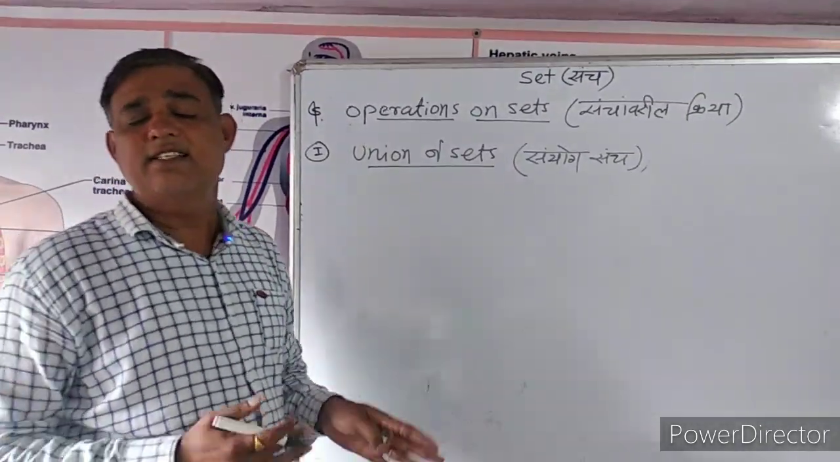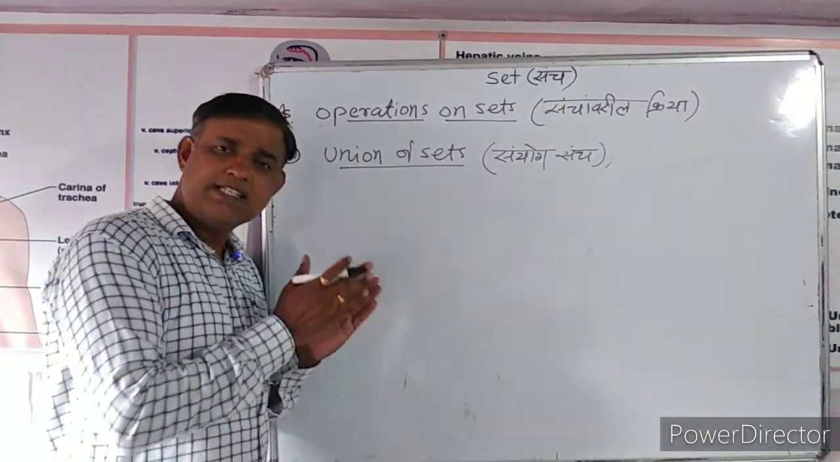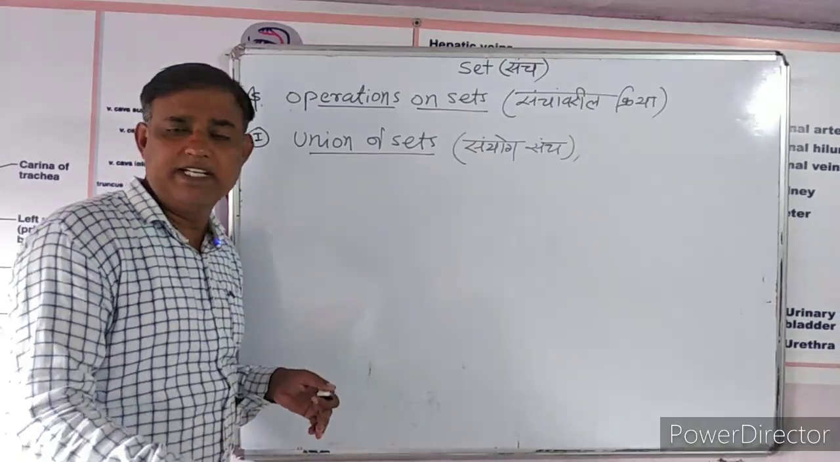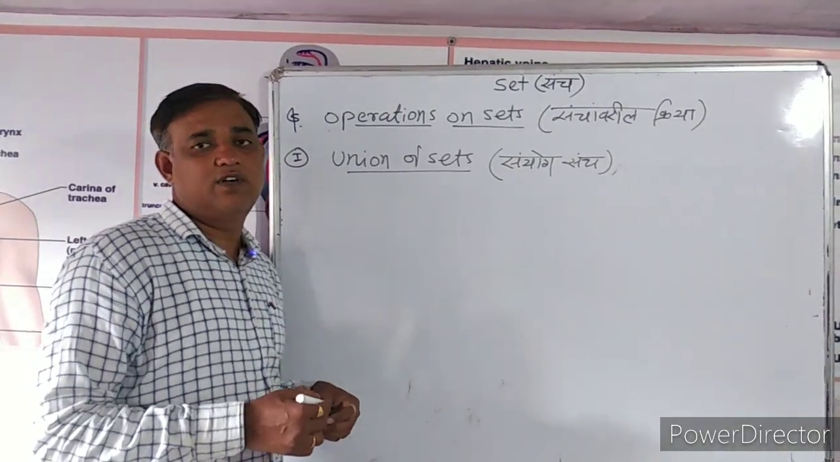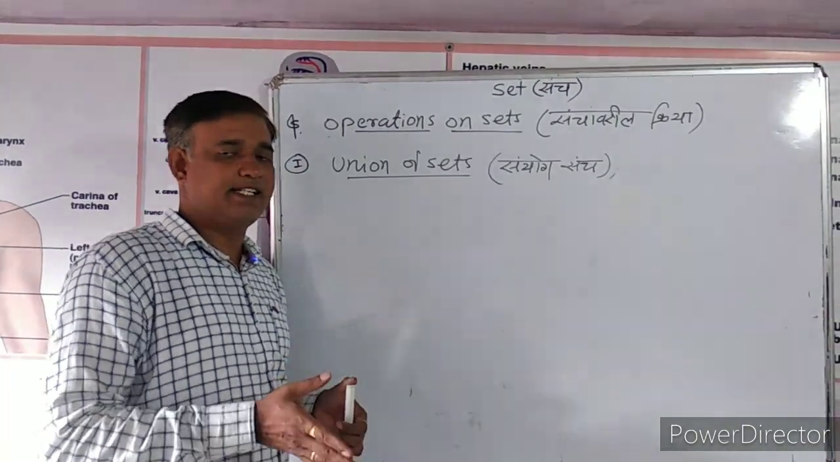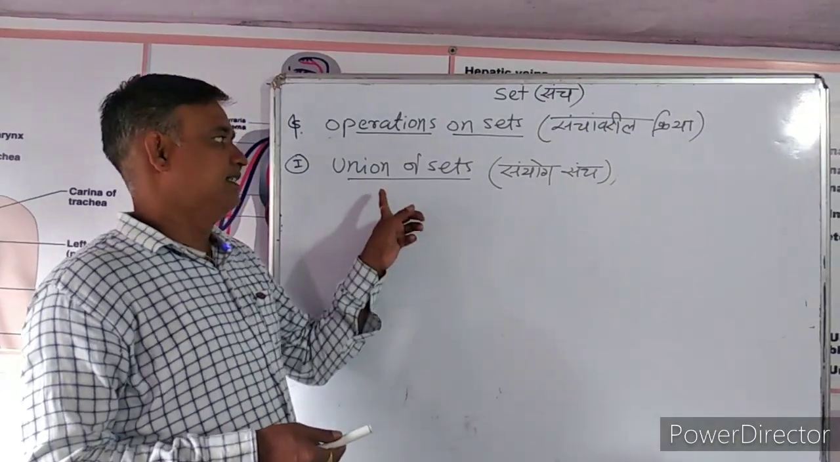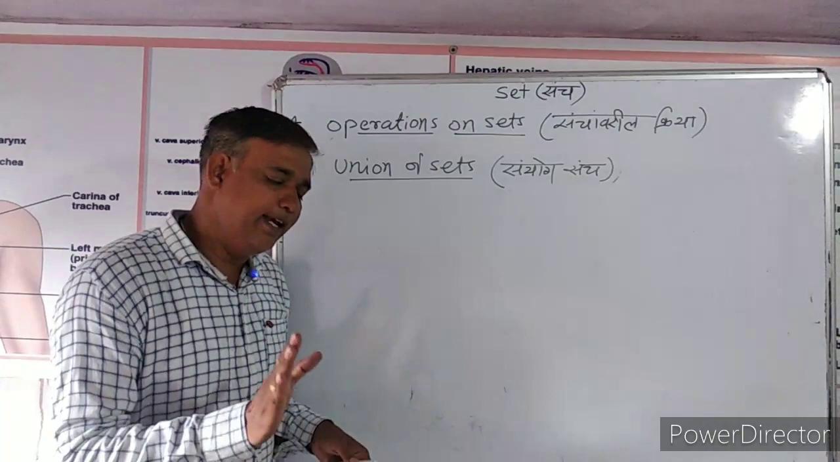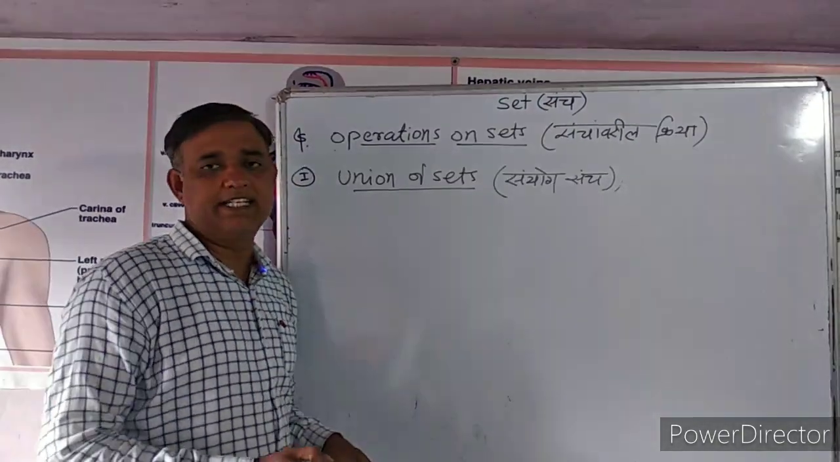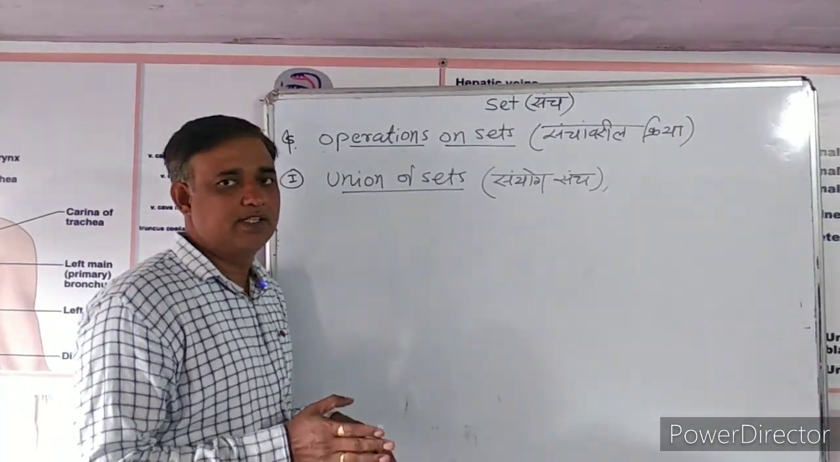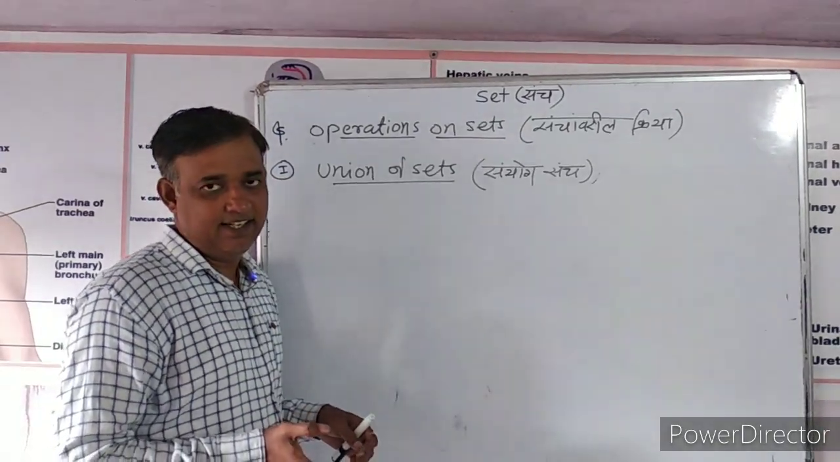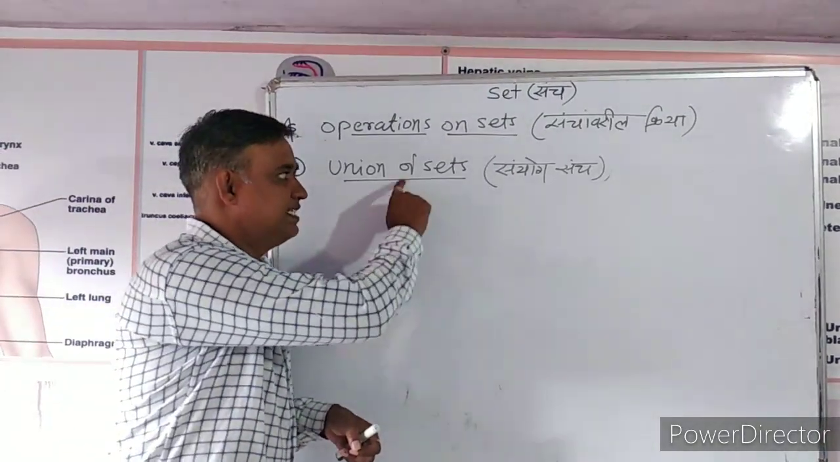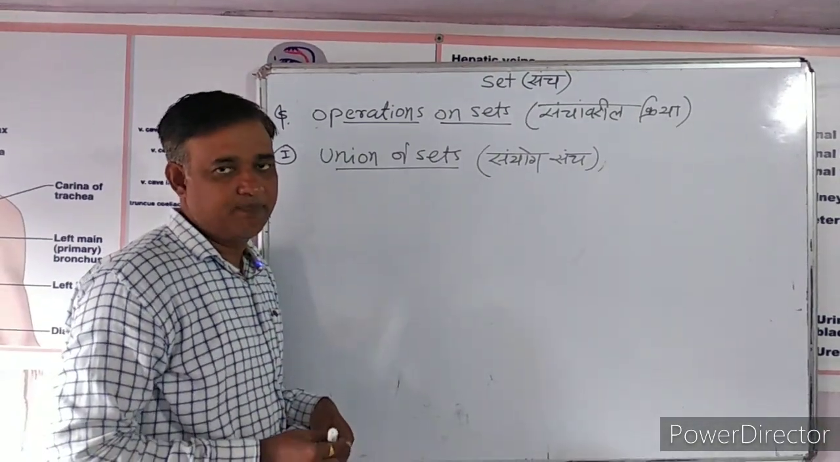The definition is the same. Set A and set B are two non-empty sets. Then the set of all elements in either set is called the union of those sets. A and B are two non-empty sets, then the set of all elements of either set is called the union of these two sets.